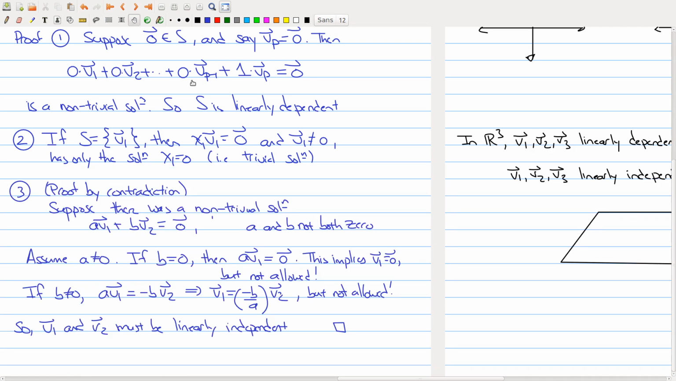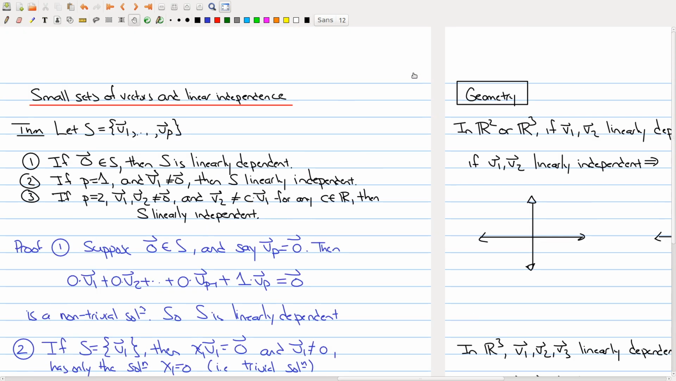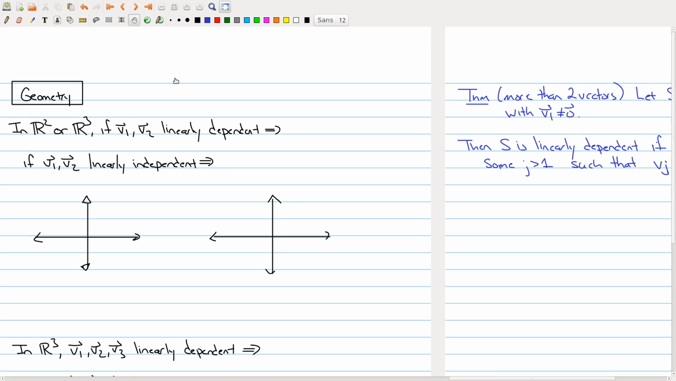So in today's lecture, we've been looking at linear independence, and we've been looking at the definition and doing some examples, kind of translating things back into homogeneous systems of linear equations. And we've been looking at special sets, small sets of vectors. Now, I just want to talk briefly about what the geometry is. Maybe this will help you reinforce some of the concepts.